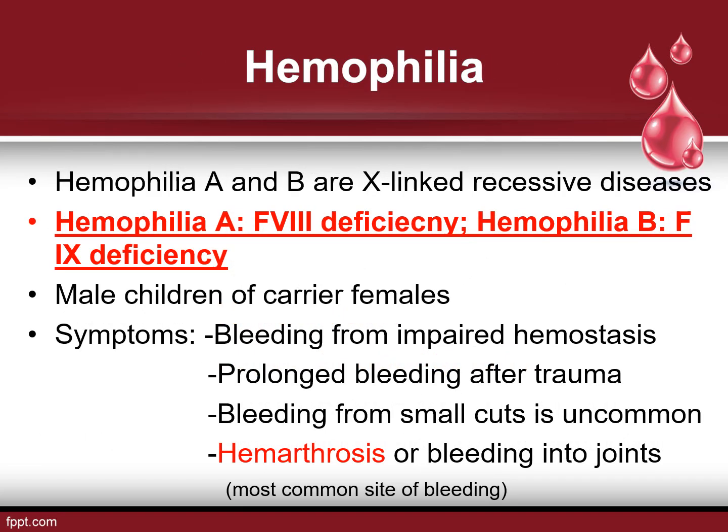Among the bleeding disorders, hemophilia is related to deficiency of either factor 8 or factor 9. It is usually an X-linked recessive disease, affecting male children of carrier females. Symptoms: bleeding from impaired hemostasis, prolonged bleeding after trauma, bleeding from small cuts is uncommon, hemarthrosis or bleeding into joints is the most common site of bleeding, and you have to keep that in mind.